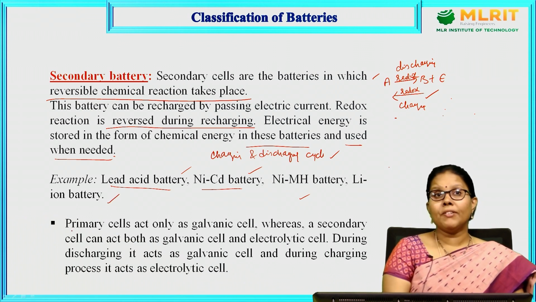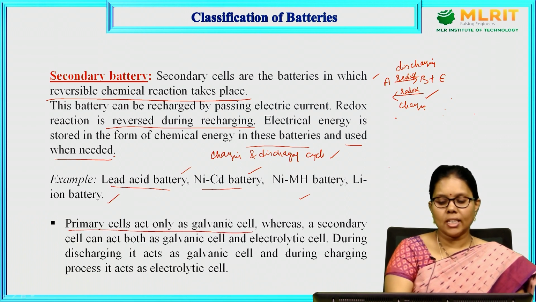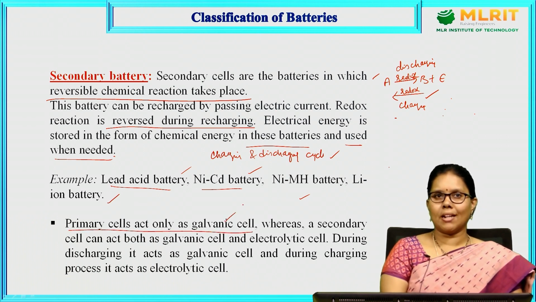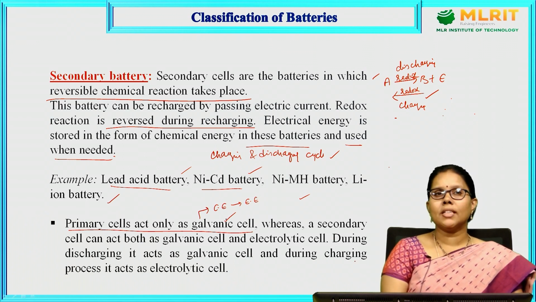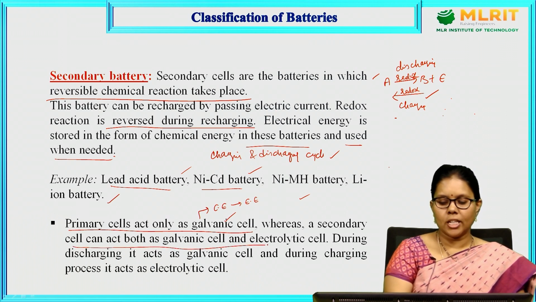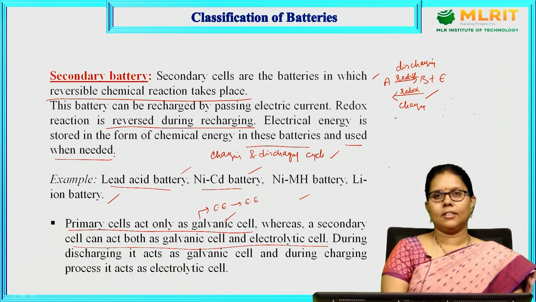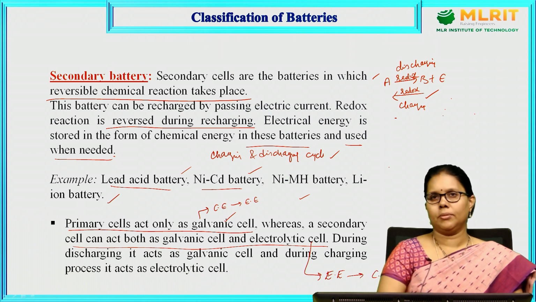If we see the differences between primary batteries and secondary batteries, a primary cell acts only as a galvanic cell. What is meant by a galvanic cell? A cell in which chemical energy is converted to electrical energy is called a galvanic cell. The reverse reaction is not possible in primary cells, whereas secondary cells can act as both galvanic cell and electrolytic cell. In an electrolytic cell, electrical energy is converted to chemical energy.